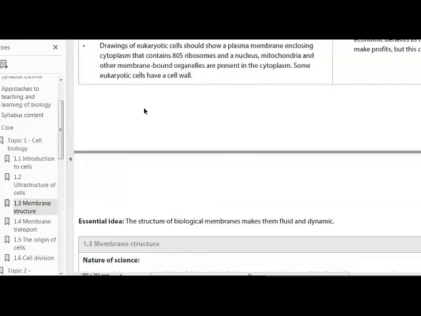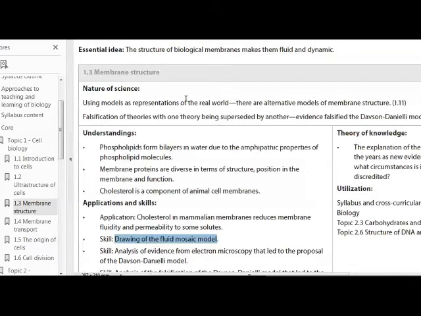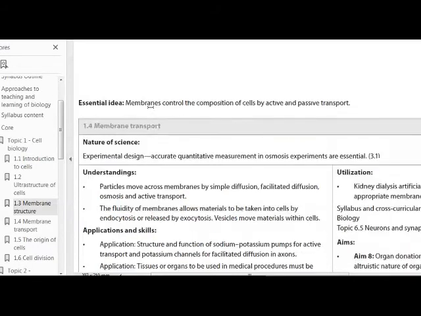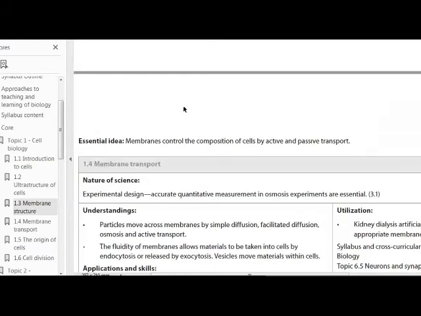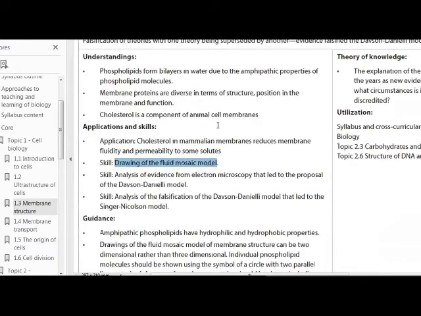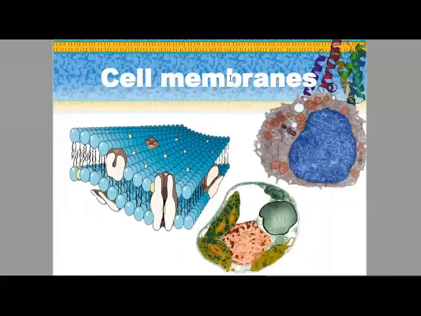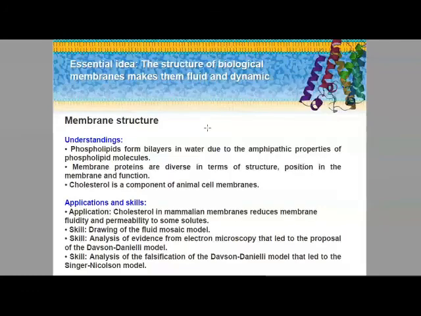And let's continue with the next one, that is 1.3, the membrane structure, and also 1.4, membrane transport. So these two topics are focused on the structure of the plasma membrane of the cell and the way the cell uses transport mechanisms to move substances across the plasma membrane. So 1.3, the structure of the membrane.